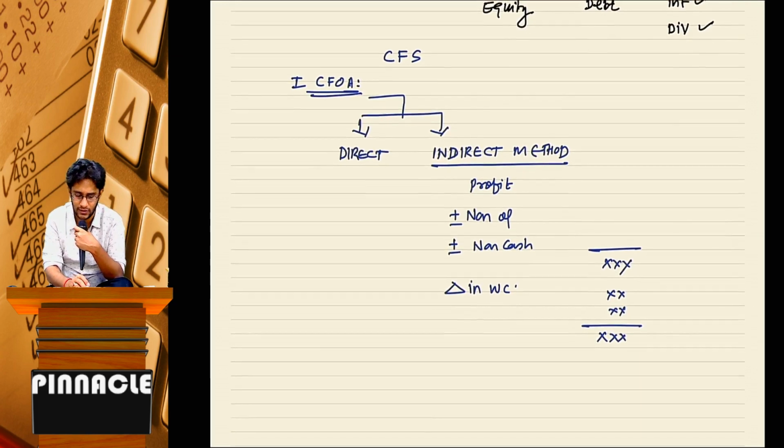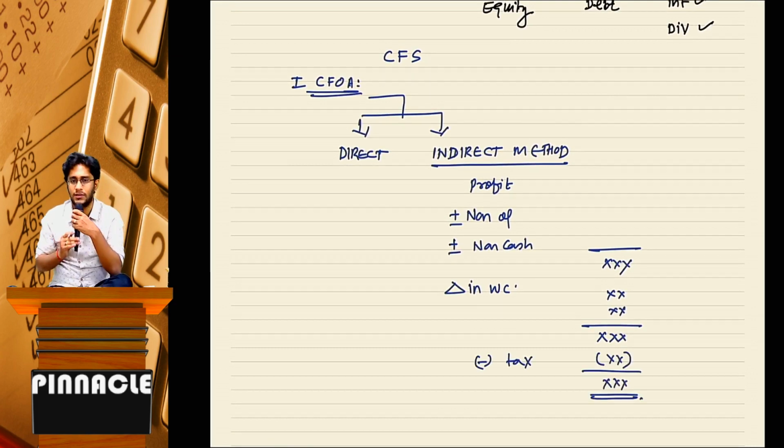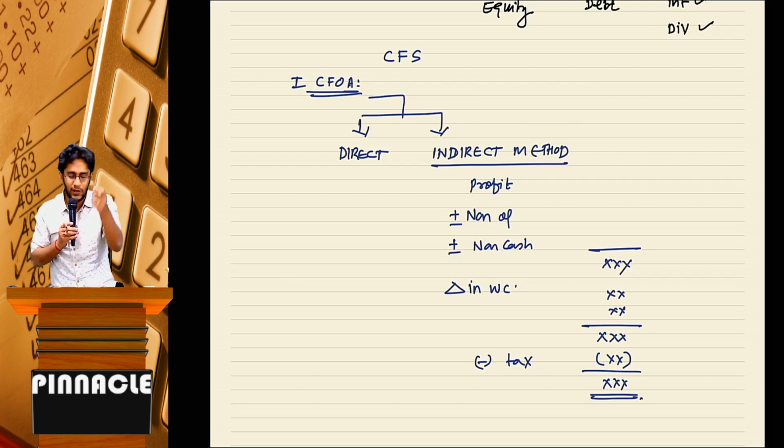Extraordinary items, now in India, it's not there, so I'm not telling you that. From this finally you remove tax. The final answer whatever you get, this we call cash flow from operating activities, or net cash generated, net cash expended in operating activities. So basically your starting point is profit in the P&L account. Ultimately you have to convert profit into operating cash flow.